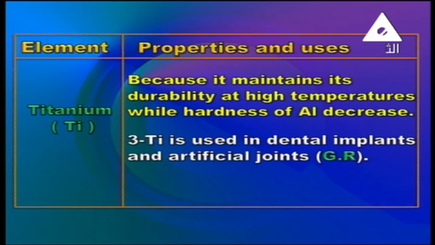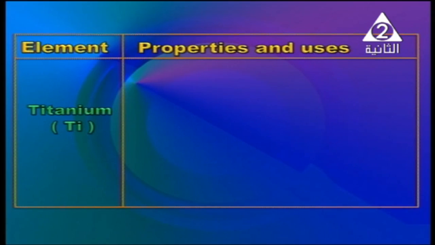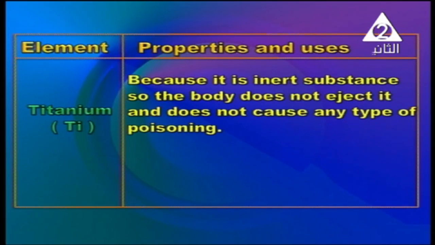Another property and use for titanium is in dental implants and artificial joints, and we have to give the reason for this point, because it is an inert substance, so the body doesn't reject it and it doesn't cause any type of poisoning.